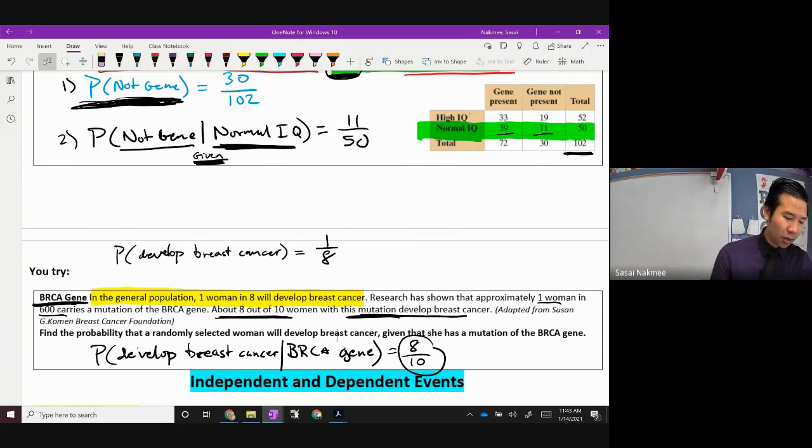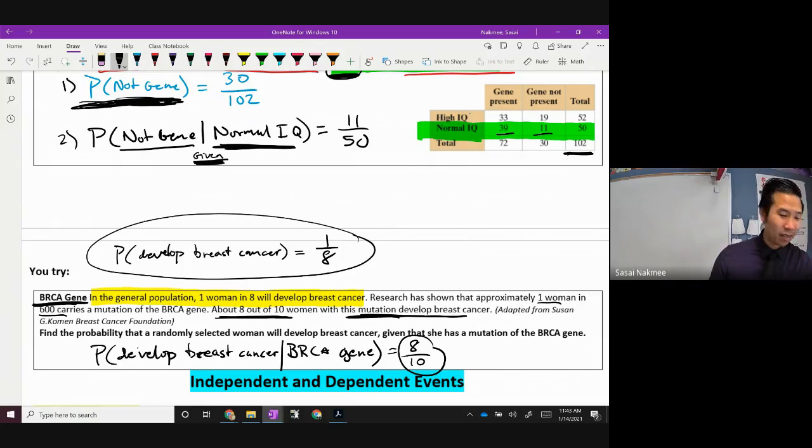So if you don't even look at if they have the gene or not, the chances of you developing breast cancer is 1 out of 8. But if you have the gene, given that you know that you have the gene, your probability jumps up to 8 out of 10.